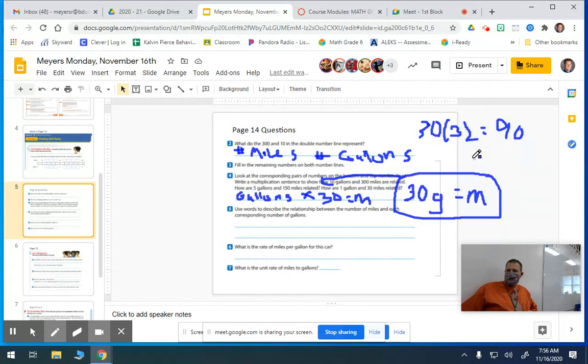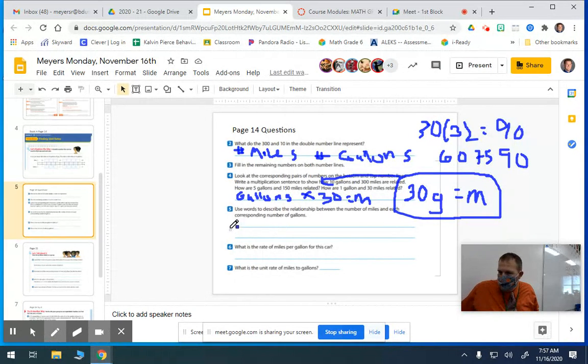Anybody think they know that one? What if we put 2.5 in there? 70. It would be halfway between 60, which is 2 gallons, and 90, which is 3 gallons. What's halfway between 60 and 90? There's a difference of 30, so what's half of 30? 15. So what would be 15 away from these in either direction? 75. So we can even figure out half gallons then. That's kind of cool, right?